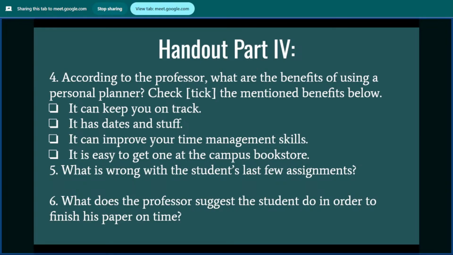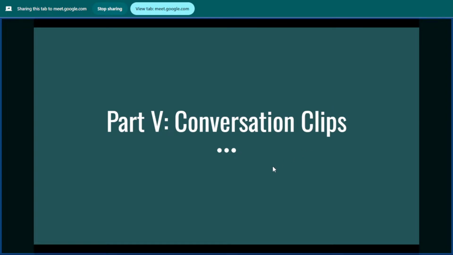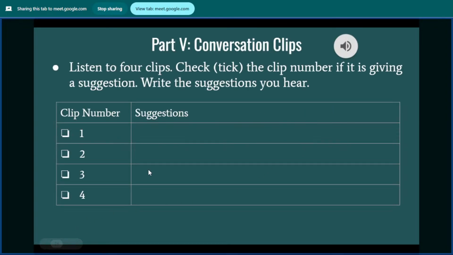Now, the next part over here, I'm going to play some conversation clips. You have to listen to those conversation clips, which are basically 4. You have to mark them according to a number about what the suggestions are being given in those particular clips. Okay? Okay. Yeah.